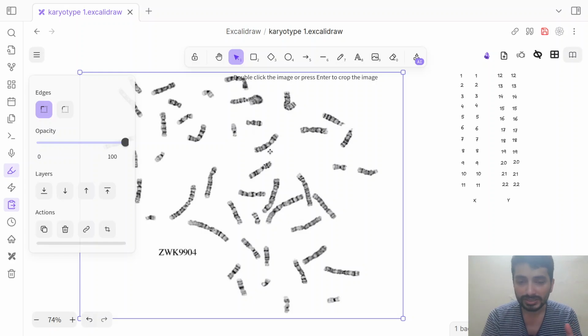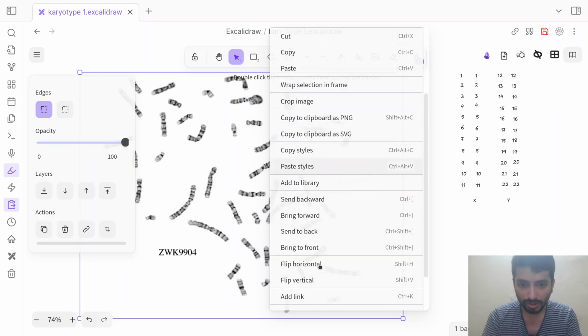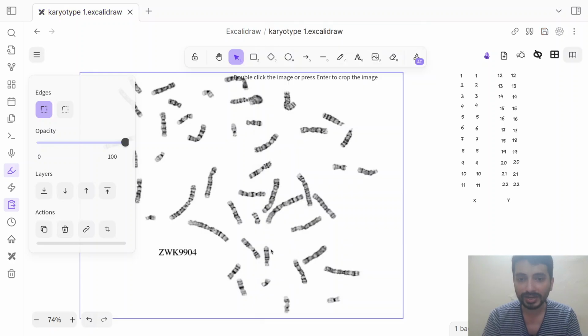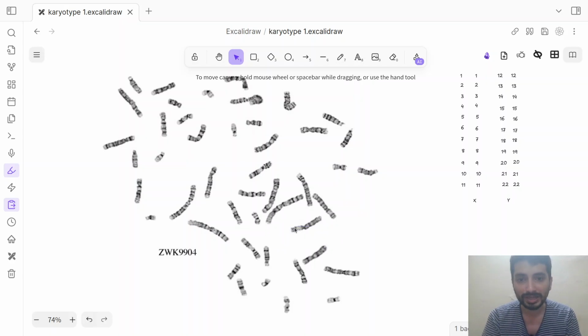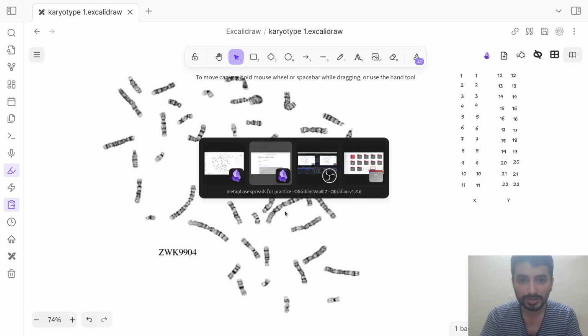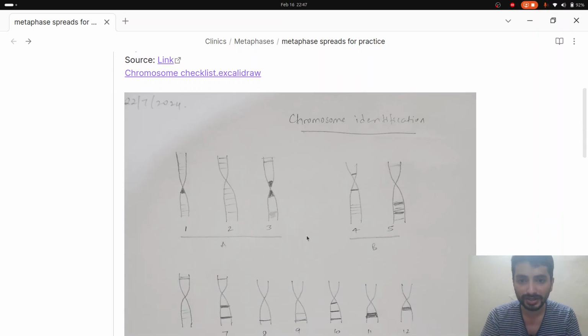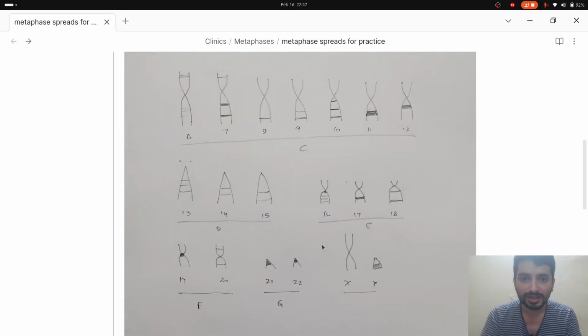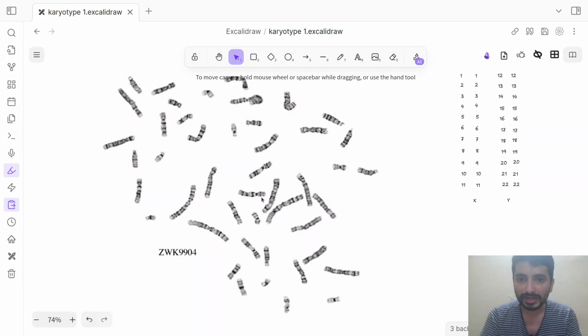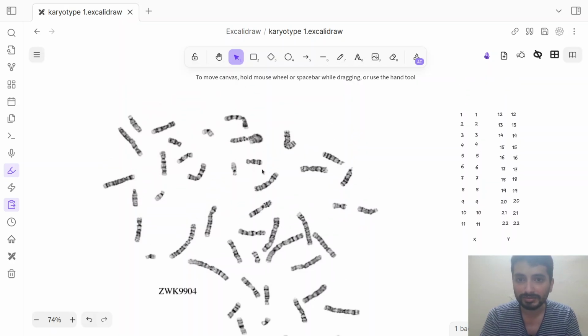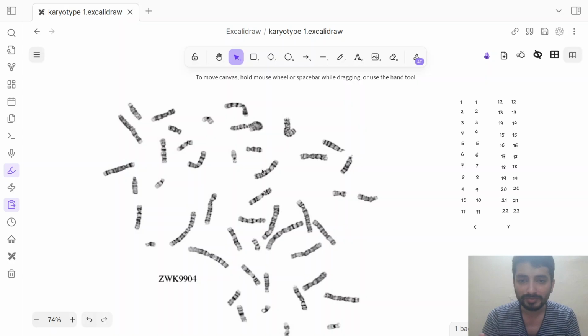So the first thing I will do is lock this in place, because obviously I don't want it to be moving as I'm annotating these chromosomes. Along with this, what we'll also have as a tool for reference is a hand-drawn ideogram of a karyotype, ideogram of various chromosomes, so that in case of doubt we can refer to them, and hopefully we'll be able to solve this metaphase spread.